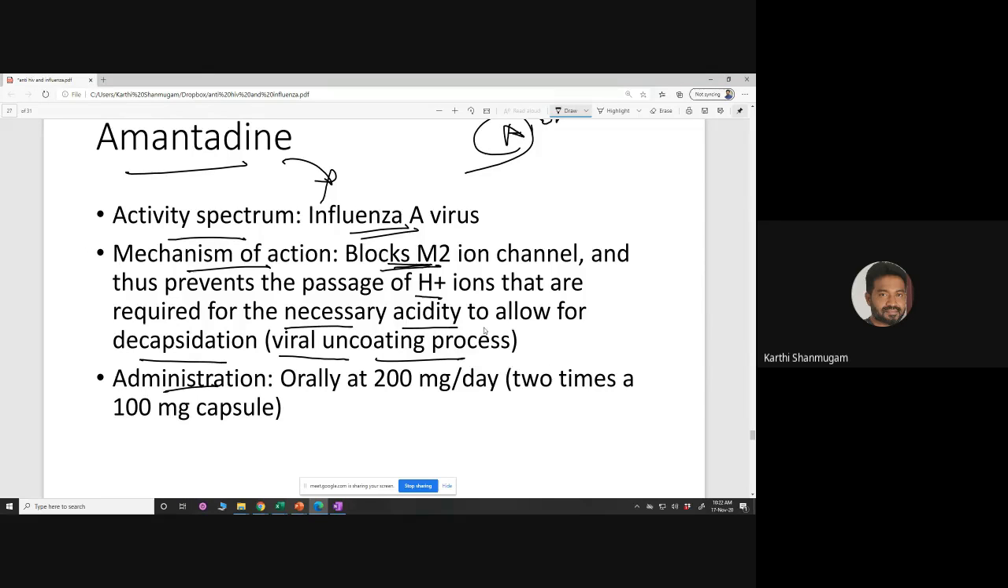Coming to the mode of administration of this drug molecule, it is orally administered at 200 mg per day, so two times 100 mg capsule. Again, this is fixed based on the ADMET property of the drug molecule and the pharmacogenomics of the person who is going to take this drug molecule, right?